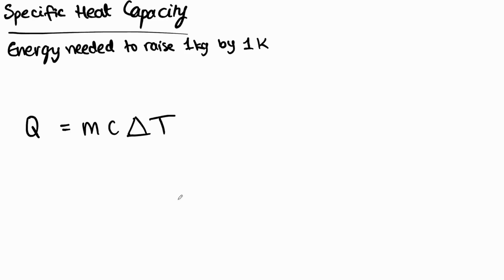Then moving on to specific heat capacity, it is the energy needed to raise 1 kilogram of a substance by 1 Kelvin or degree C, because they're the same. The equation in the data booklet is Q, the energy, is equal to the mass times the specific heat capacity times the difference in temperature. They will give you the numbers in the question, and it's usually pretty straightforward as well.